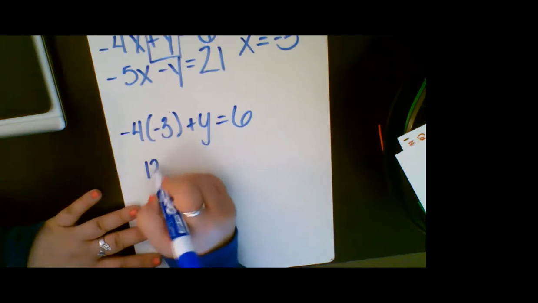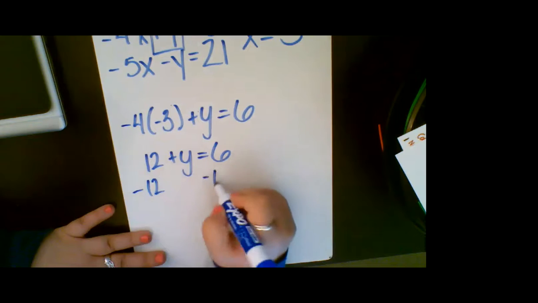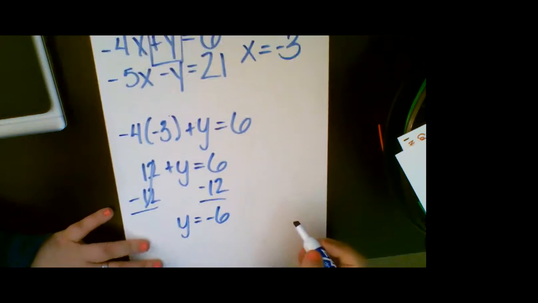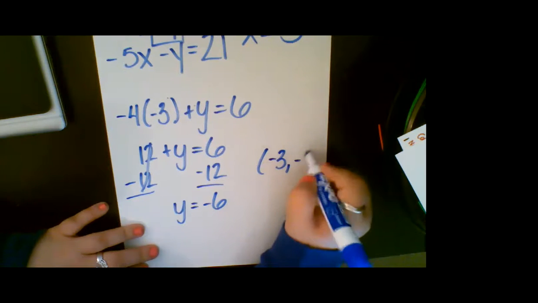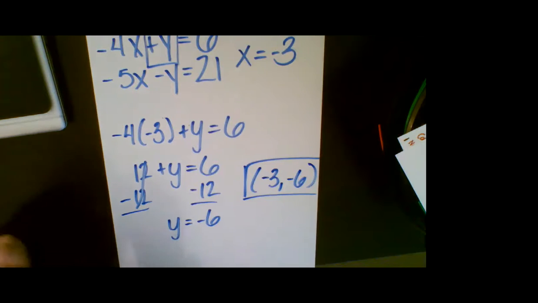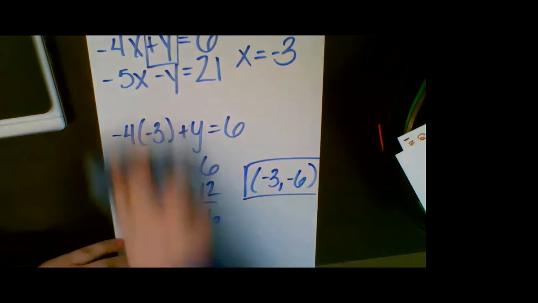-4 times -3 is positive 12. So to get y, I'm going to minus the 12 over to get y equals -6. So I have x, I have y, -3, -6. Okay? Are we okay on that one? Yes? Excellent. You guys got one more in you and then I'll let you practice? Okay. All right, one more and we'll do another one like that where we don't have a variable by itself.